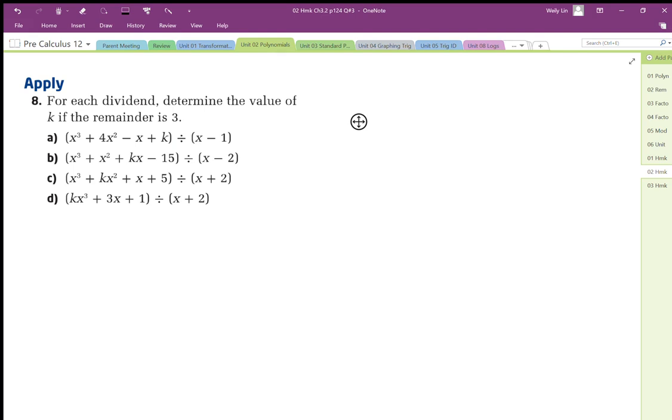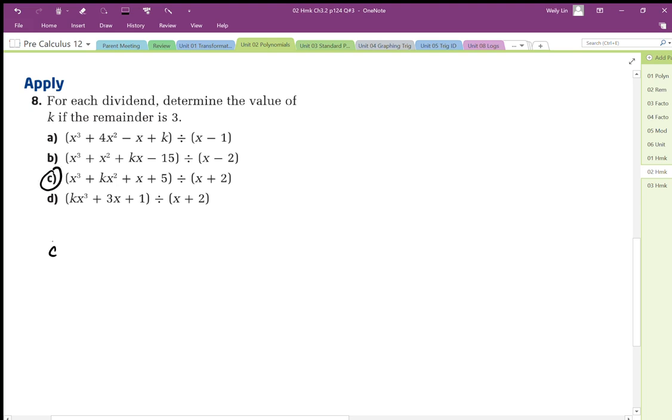Question number 8 says, for each dividend, determine the value of k if the remainder is 3. So there's some unknown k value in each of these, and we're going to use the remainder theorem to come up with an equation that allows us to solve for k. So let's just look at C.